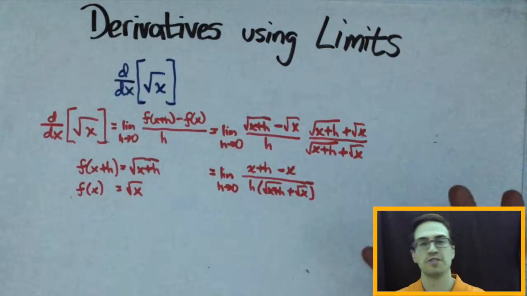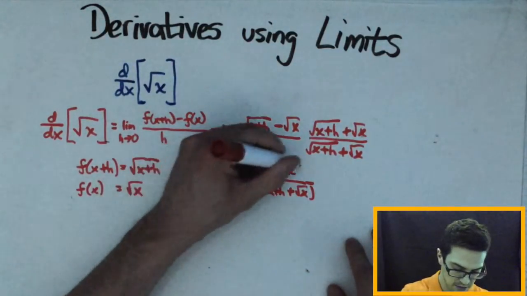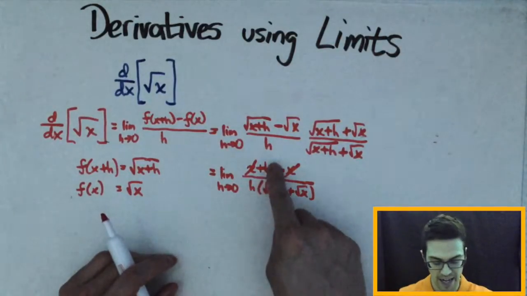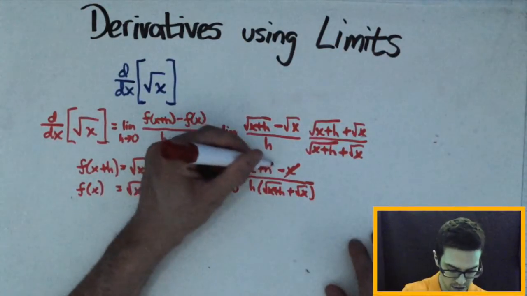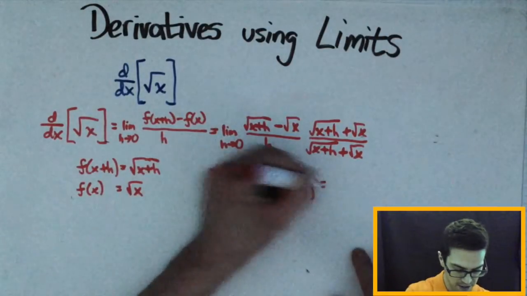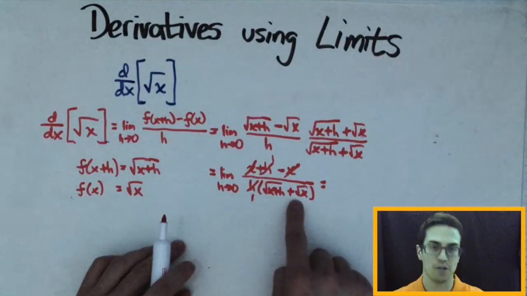Now some interesting things happen here. We have x plus h minus x, so these x's will actually cancel out, x minus x is 0. And then you have an h up top and an h on the bottom. Well, this will also cancel out to be 1 over 1. And now we're left with 1 over this square root of x plus h plus the square root of x.